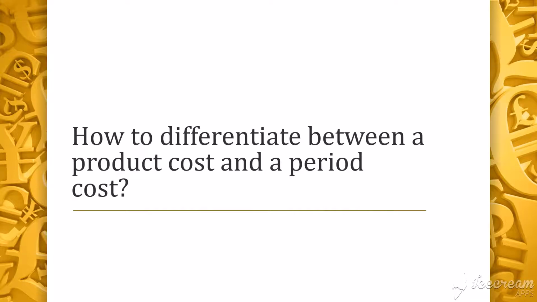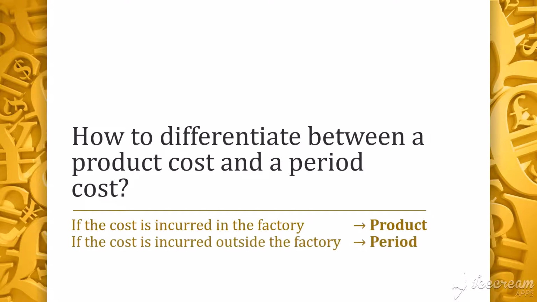As you can see, it is important to classify a cost as a product cost or period cost correctly. Otherwise, the inventories and profit figure is misstated. So, how do we differentiate between the two? The general rule of thumb is, if a cost is incurred in the factory, it is a product cost. If it is incurred in the office, retail shop, or any places outside the factory, it is a period cost.